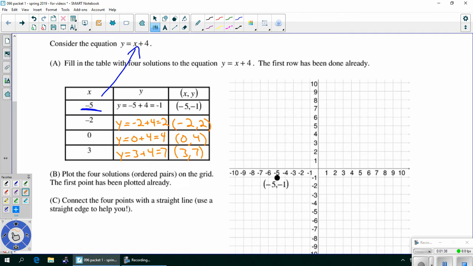Part B, plot the 4 solution ordered pairs on the grid. The first point has been plotted already. So (-5, -1) is this big old dot right here. And we're going to go ahead and plot the other 3 points on the axes.